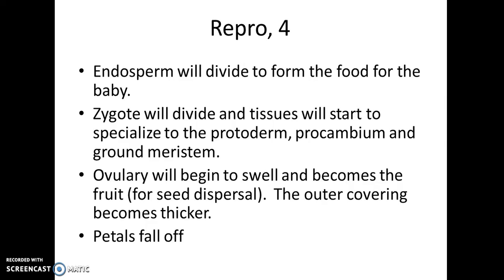The endosperm will divide to form the food for the baby. The zygote will divide and tissues will start to specialize, and you have 3 embryonic tissues: the protoderm, which will be the epidermis, the procambium, which will be the vascular tissue, and the ground meristem, which is everything in between. The ovary will begin to swell and becomes a fruit, and the fruit is used for seed dispersal. The outer wall of the ovary becomes thicker, and the petals are no longer needed, so they fall off.